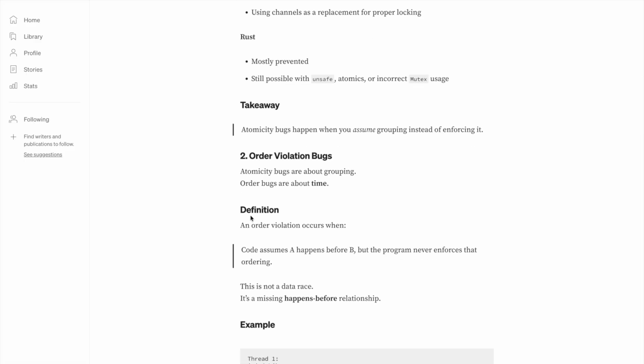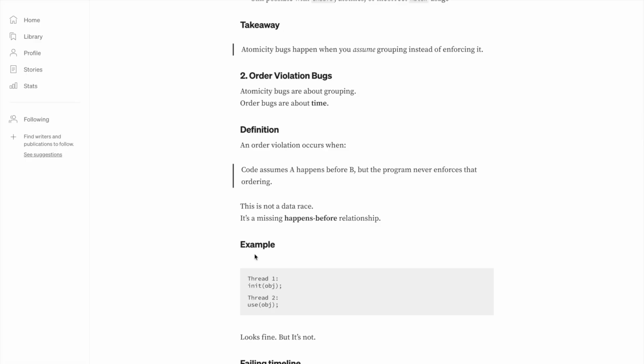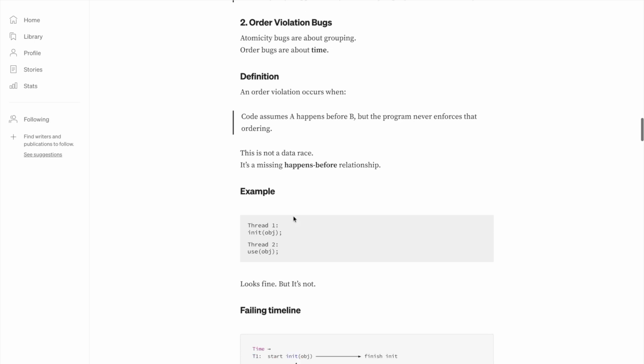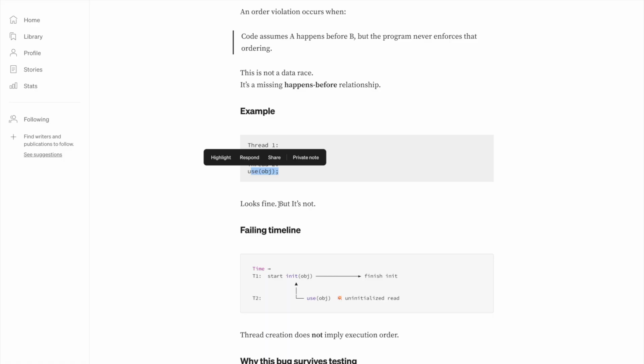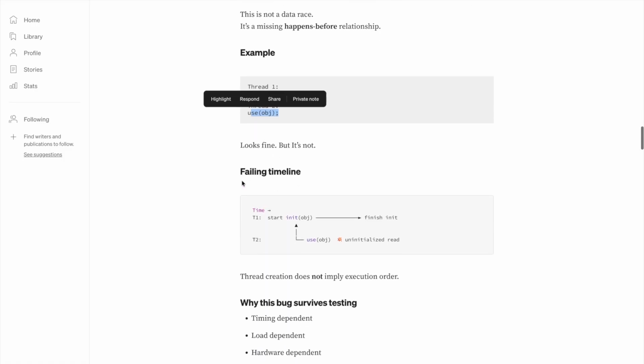Then comes the order violation bug. Atomicity bugs are about grouping, but order bugs are about timing. An order violation occurs when the code assumes that A happens before B, but the program never enforces that ordering. This is not a data race, it's a missing happens-before relationship. For example, in thread 1, you did an init object. In thread 2, you did use object. Looks fine, right? But it's actually not.